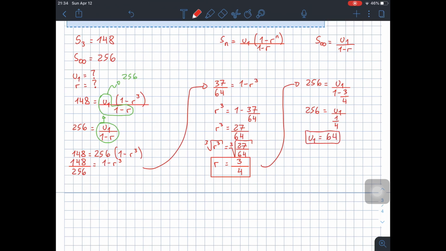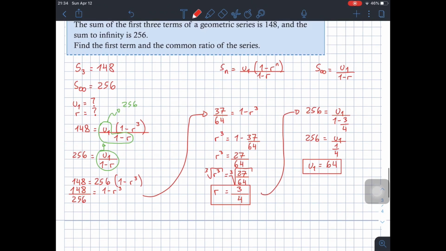That's how we solve this problem. Okay? I hope this is clear enough. It's generally a very easy topic for students. It's just applying formula. But if you have any doubts, do not hesitate to ask this in the Google Classroom.